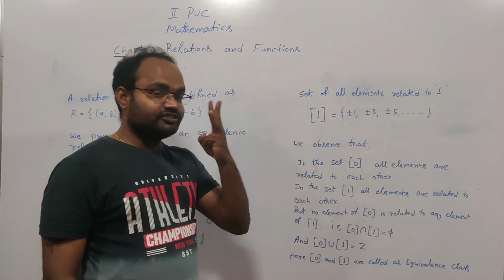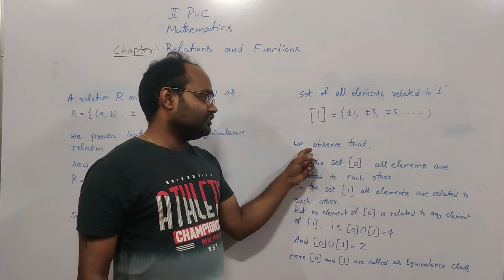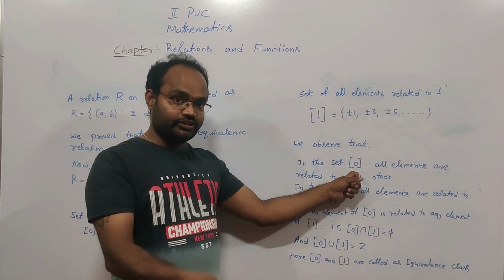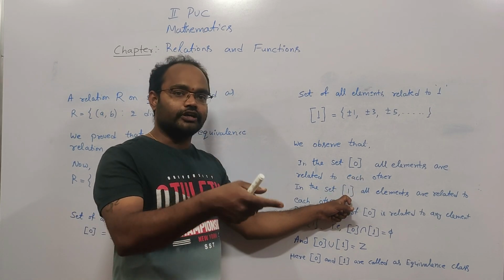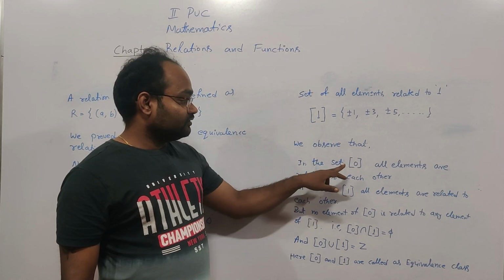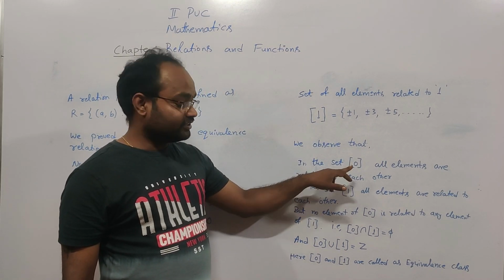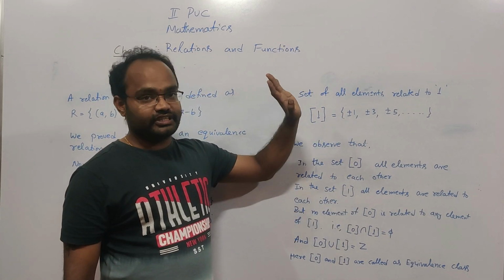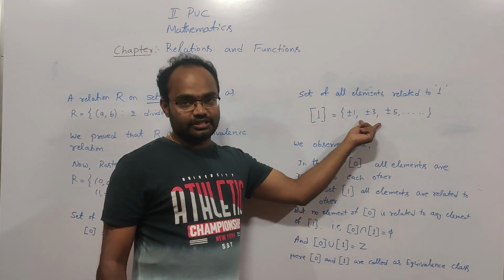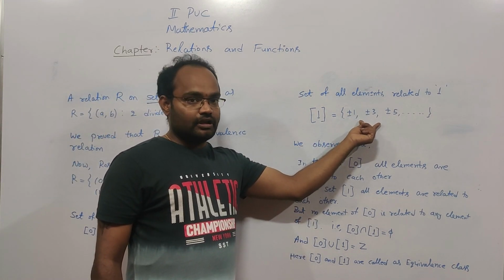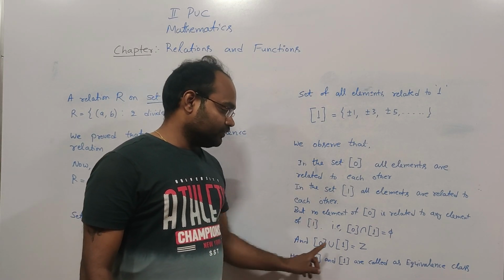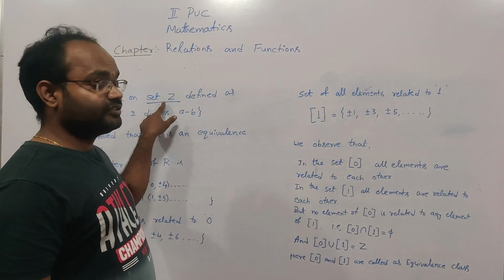Now what you can observe, it is satisfying three conditions. One is, in this set all the elements are related to each other. In this set also all the elements are related to each other. First condition. Second condition is what? There is no element in this set related to any element in this set. That means none of the elements in this set are related to any of these elements. Okay, that is the second condition. Third condition, if you take the union you are getting the actual set Z.